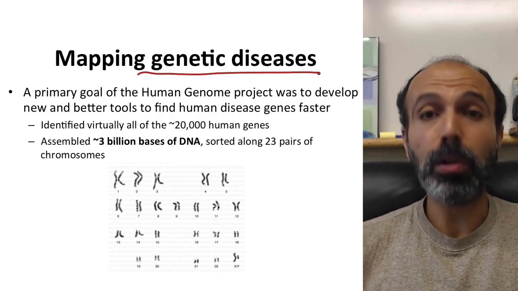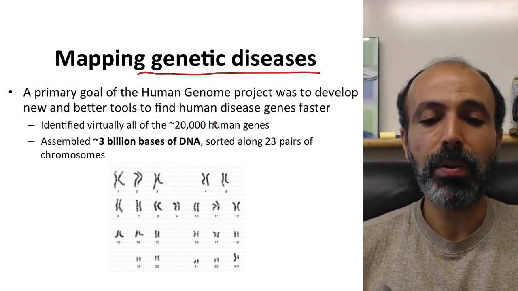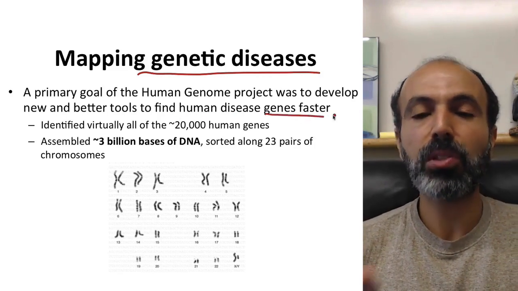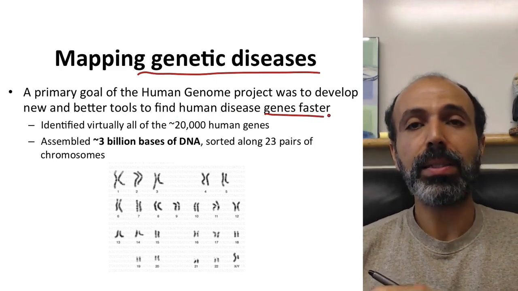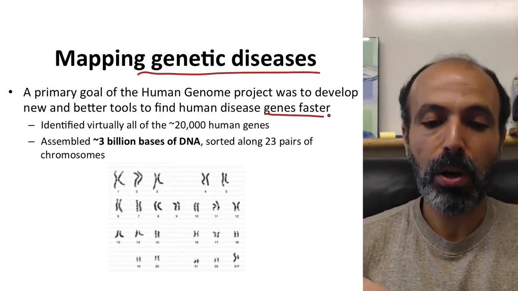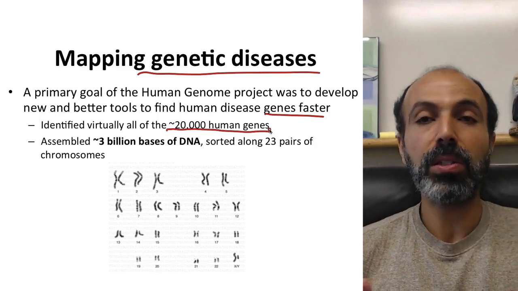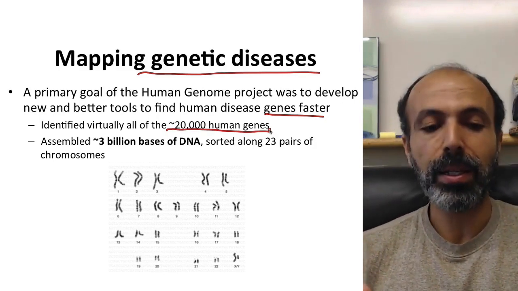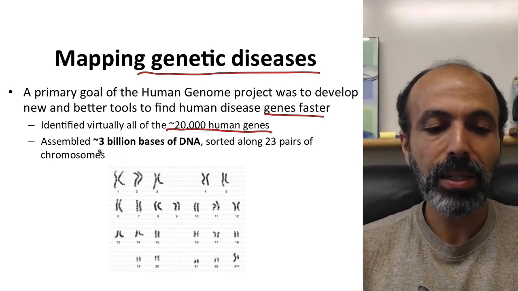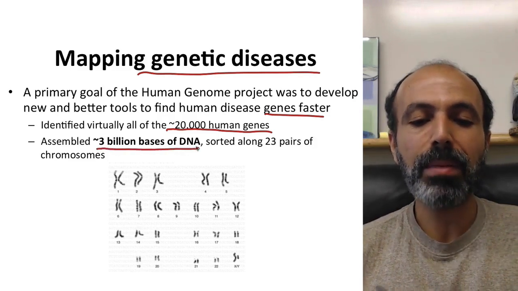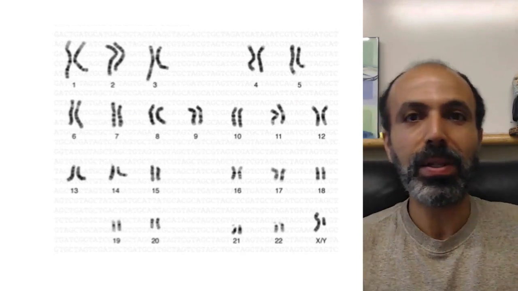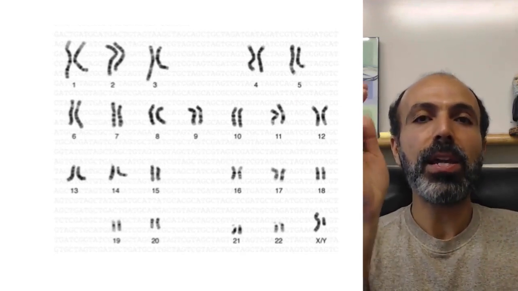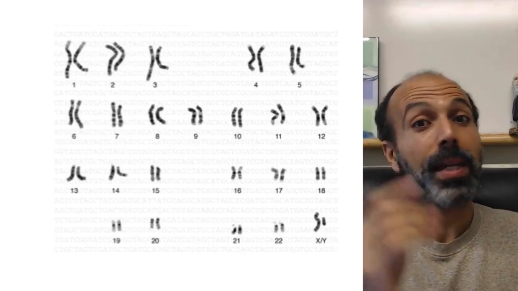Now, the goal from this was to basically find a way to find these genes faster and easier than could have been done in the past. So what they did is they essentially made this catalog of all 20,000 human genes. This was a huge undertaking because in order to do this, they had to assemble 3 billion bases of DNA into order. So just going along chromosome 1 and saying the sequence is A, T, T, A, G, A, C, C, C. That's actually exactly it.